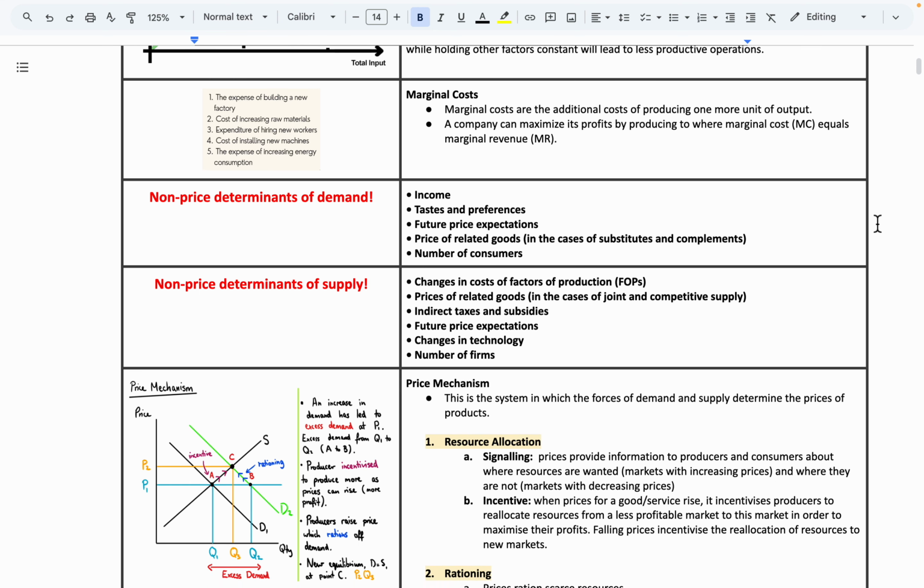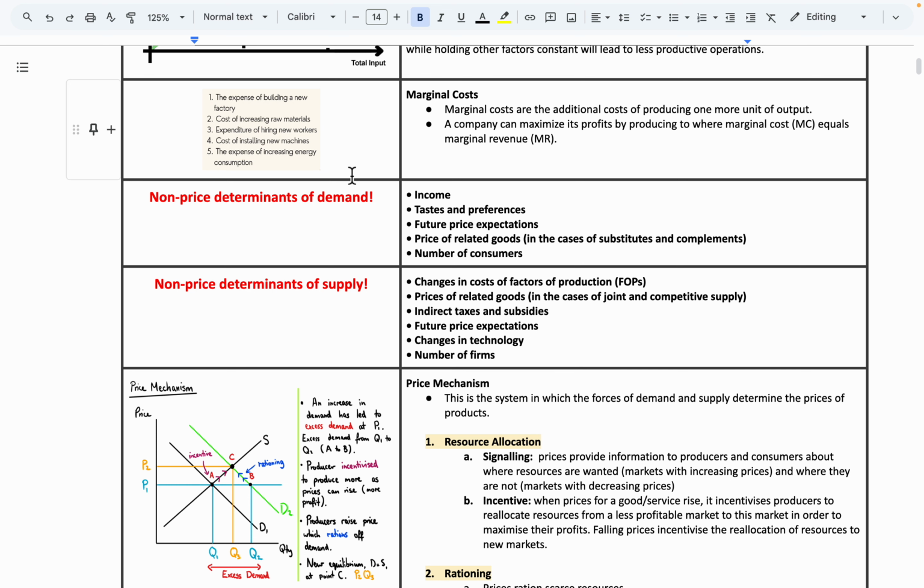Okay, now the second one we have here is marginal costs. So marginal costs are the additional costs of producing one more unit of output. So examples could be the expense of building a new factory, cost of increasing raw materials, expenditure of hiring new workers, cost of installing new machines, and the expense of increasing energy consumption.